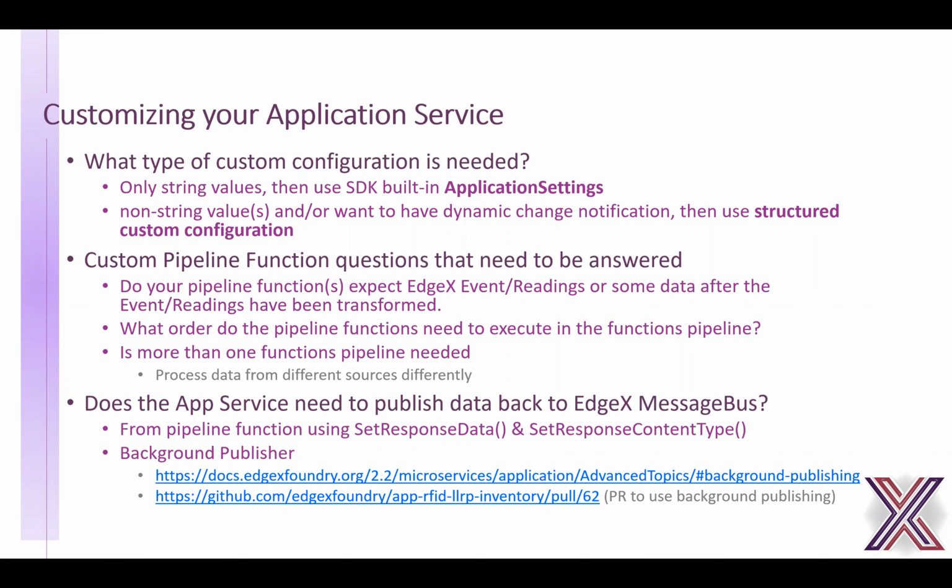Or are you going to run some of the canned functions first that transform it to something, and then you're going to process it from there? What order do the function pipelines that you're creating or using from the SDK need to execute in? Is there more? Do you need more than one functions pipeline? Do you want this application service to be processing data from multiple devices, and you need a pipeline to process each one differently? So Intel did a use case.